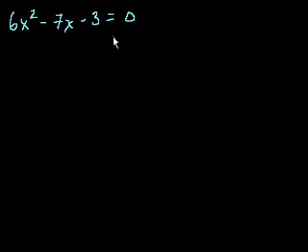So let's add the 3 to both sides of that equation. We could do, well, let's add the 3 first. So we get 6x squared minus 7x is equal to 3. I added 3 to both sides.